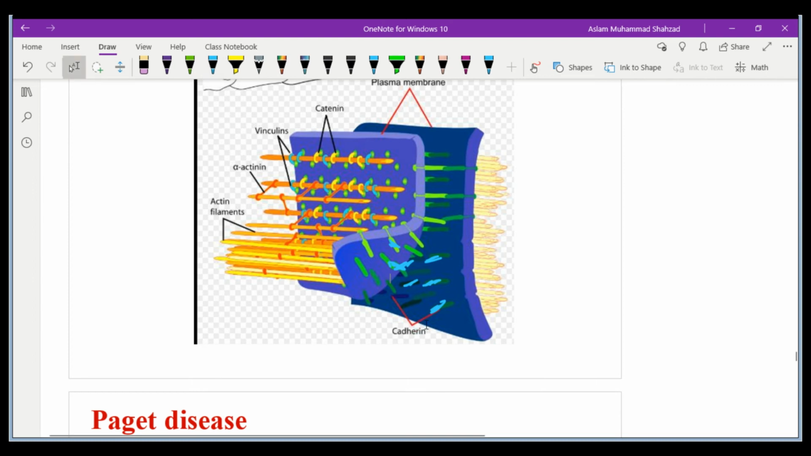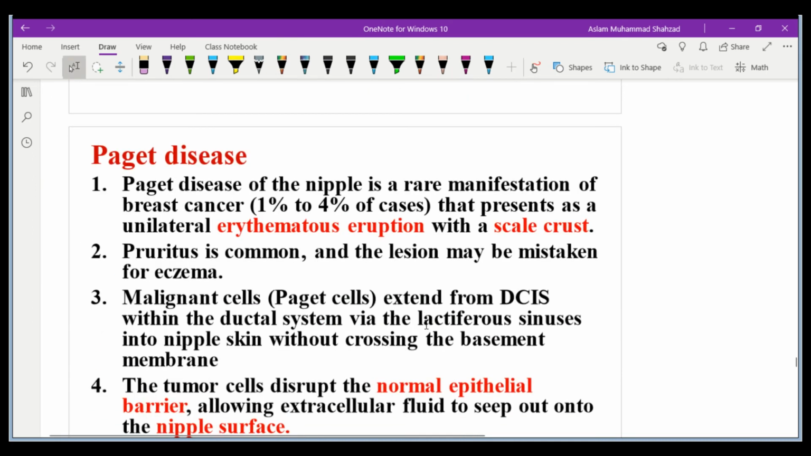but because of the mutation it could be responsible for the cancer. Then we have Paget disease, which is a rare manifestation of breast cancer, usually occurring in 1 to 4% of the cases, and it produces an erythematous, meaning reddish, eruption with scale crust. Sometimes it is difficult to diagnose, with pruritus, and it is mistakenly misdiagnosed as eczema, but it is different from eczema.